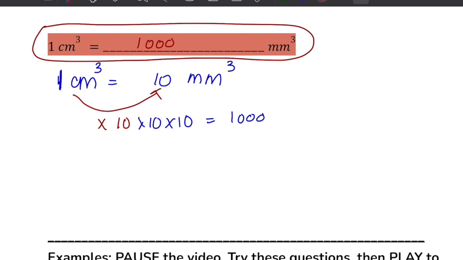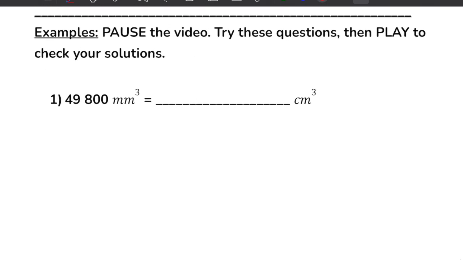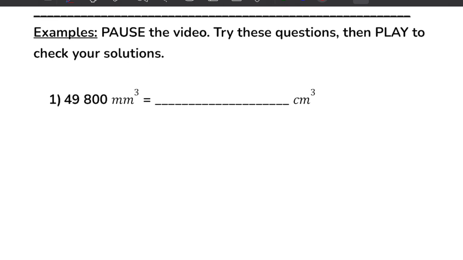So now we're going to take these numbers and we are going to do some practice questions. Now, feel free to pause the video before every question so that you try it by yourself, and then you can replay to check your answers.